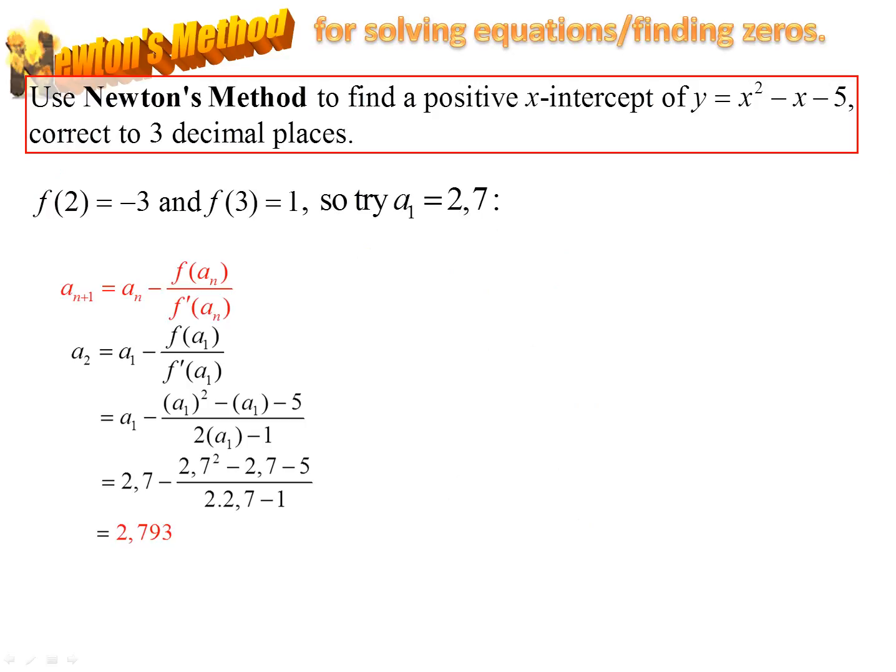Now I'm going to apply the same formula, where this is now the a_n, and I'm going to find a3 as the a_(n+1). So there we are. a3 equals a2 minus f of a2 over f prime of a2. I don't need to show you that working. We can go straight to the answer, 2.793. Oops, look at this. We have finished. If you substitute that again and again, we'll keep getting back 2.793. So there's the answer.